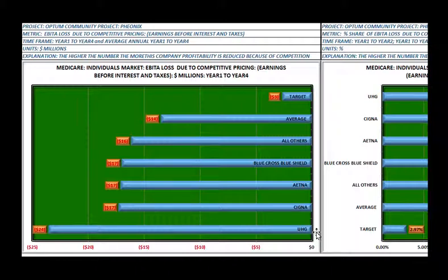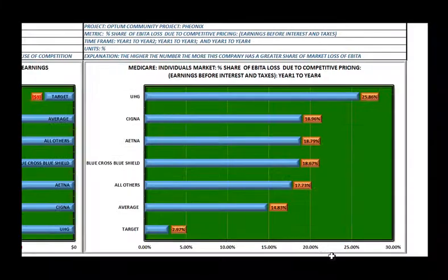For the first 4 years of the project, the price reactors are projected to cause a loss of about $14 million on average, but $24 million to UHG. The market overall would be projected to give up about $70 million in EBITA. The next point addresses how this projected loss is spread out amongst competitors, and we see that on this chart.